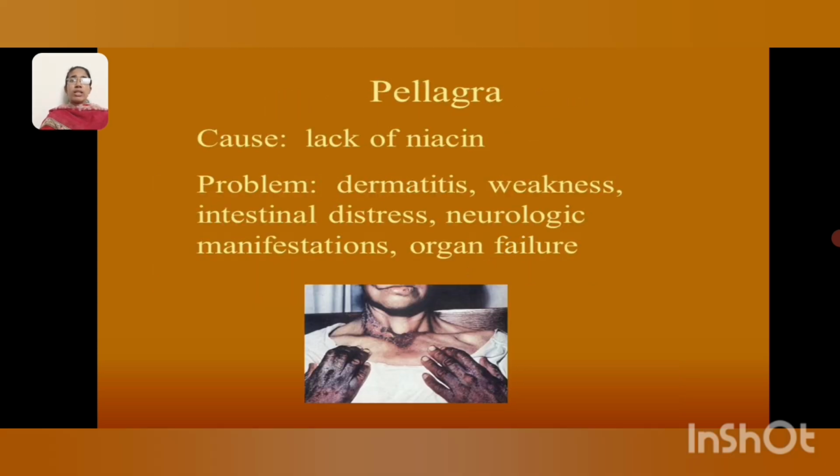Then the next one is pellagra. Pellagra is due to the lack of niacin. The other name is vitamin B3. When pellagra affects our body, we'll face symptoms like dermatitis. Dermatitis is a skin disorder, and then weakness, intestinal distress, then neurological manifestations, and then organ failure.